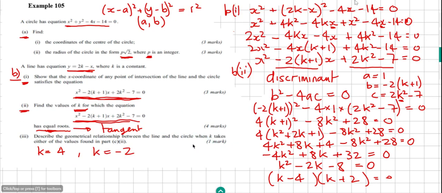So next we're looking at part 3, and we've got to describe the geometrical relationship between the line and the circle when k takes either one of these values. So we're trying to see what this actually means. What's the maths actually showing us? That's the next thing we're going to look at.